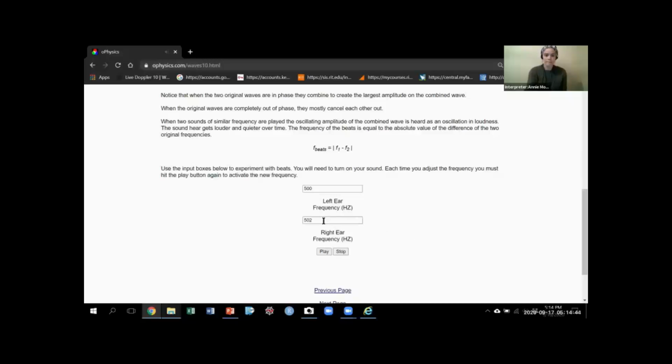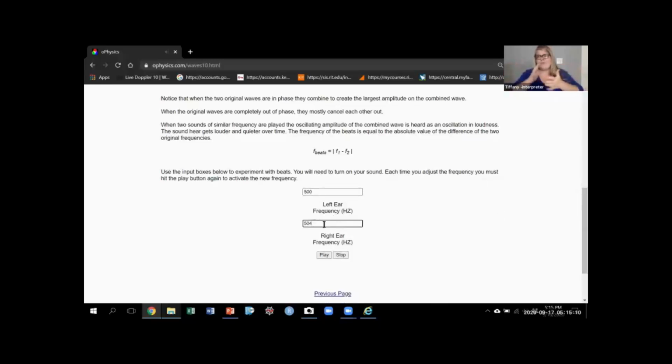Now let's slowly increase the frequency of the second source a little bit. See, the beat frequency increases. Mathematically, the beat frequency is just the absolute value of the difference between the two frequencies. That's called beats, basically. You can play with that. If you differ by just 1 hertz, let's see, it's a 1 hertz beat.